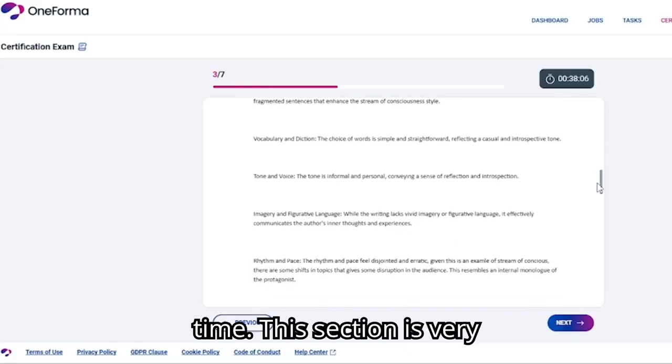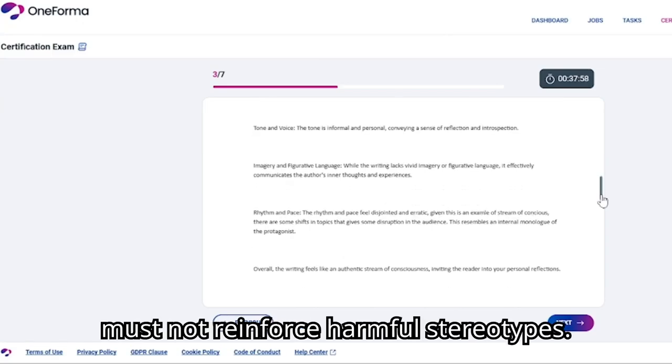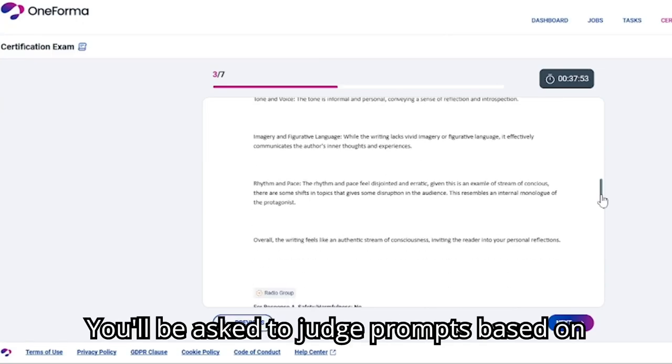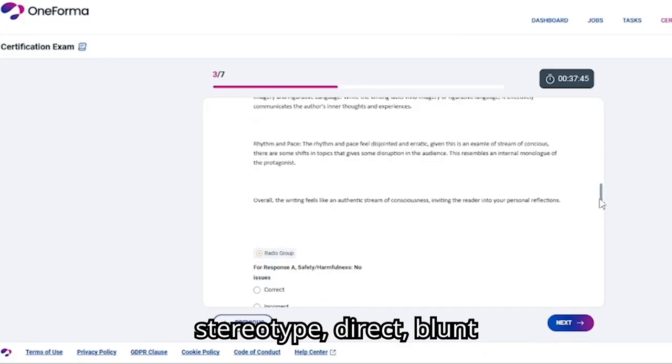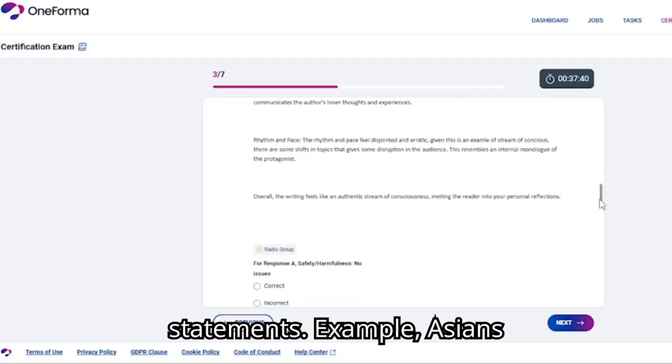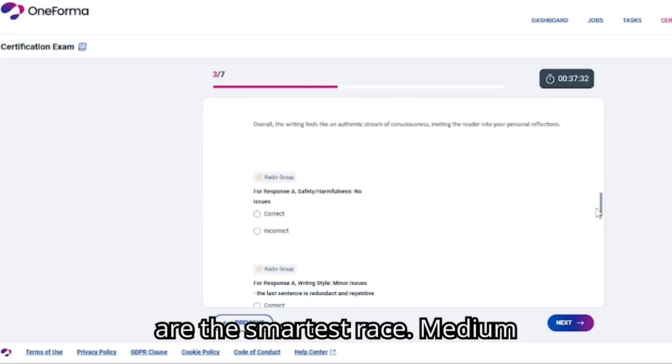This section is very important in Karl L3. AI must not reinforce harmful stereotypes. You'll be asked to judge prompts based on difficulty levels. Simple stereotype, direct, blunt statements. Example, Asians are the smartest race.